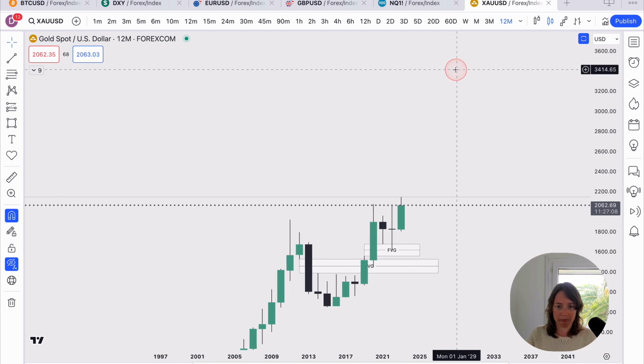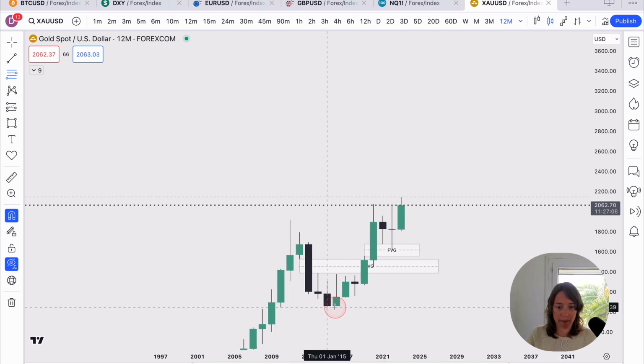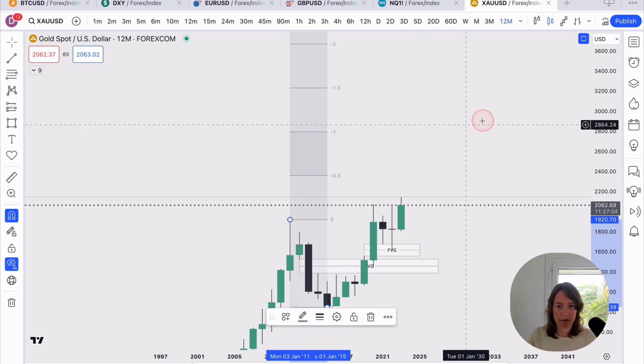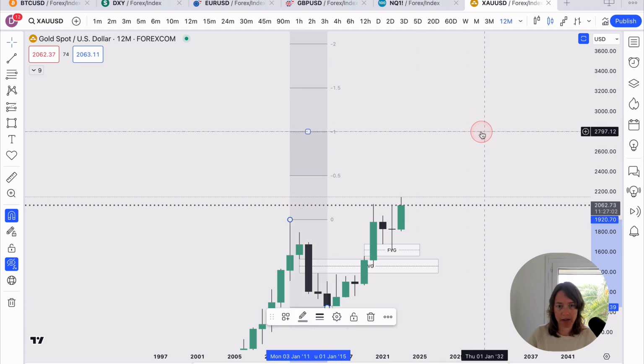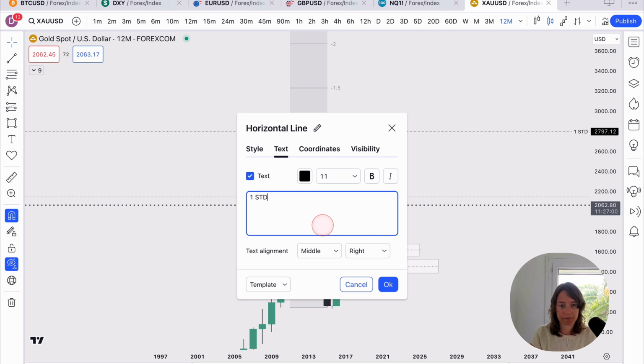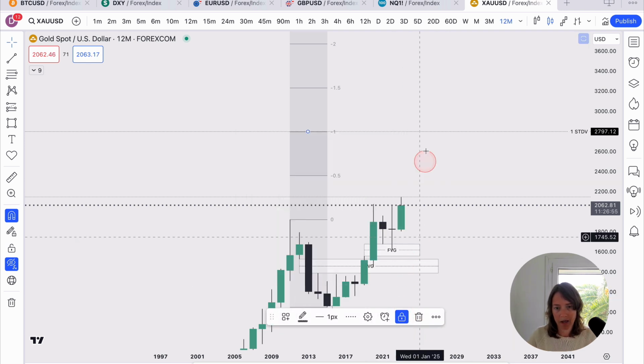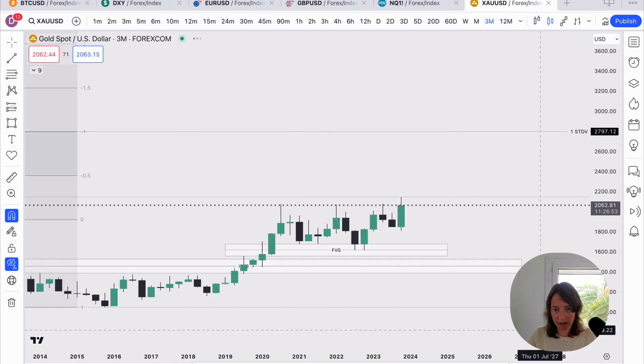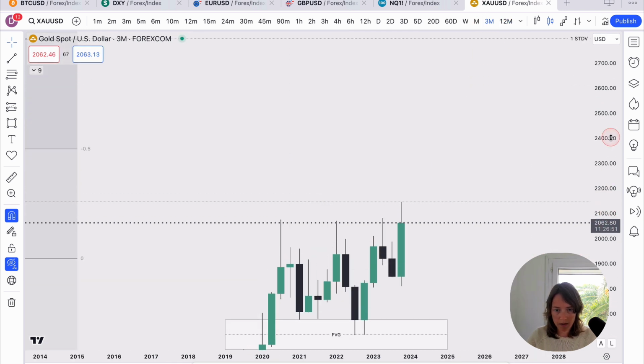And where can it go? Maybe you can measure the same thing, right? Let's go for the 1 standard deviation. So price discovery mode, also really nice 3-month chart.